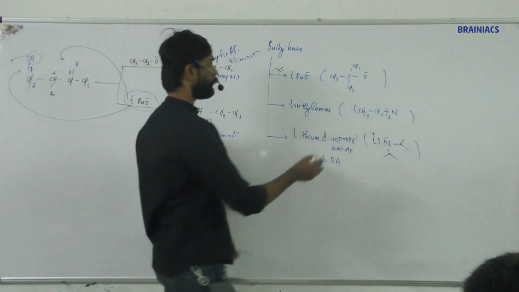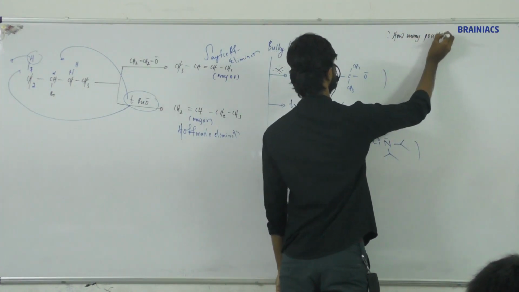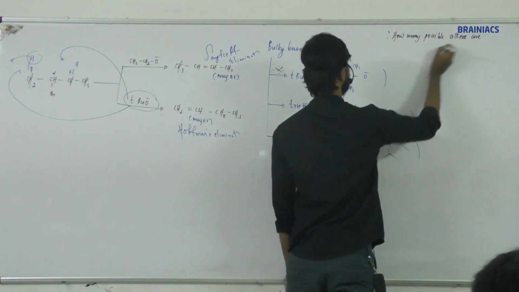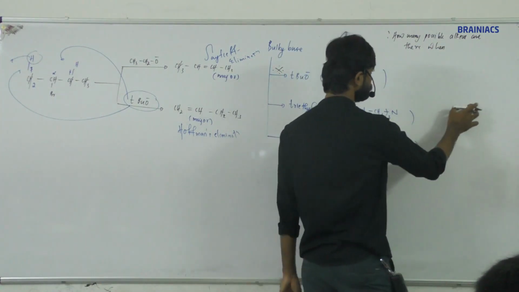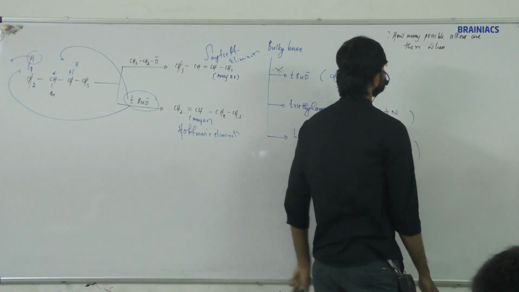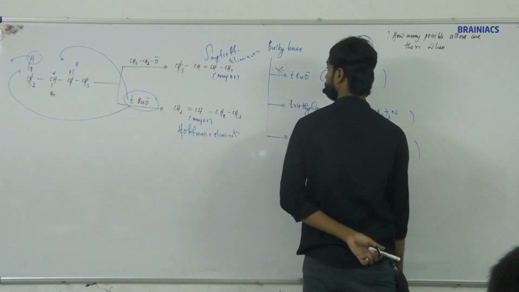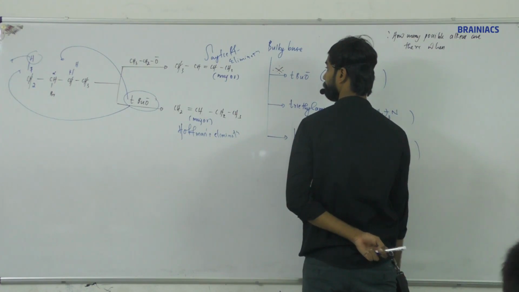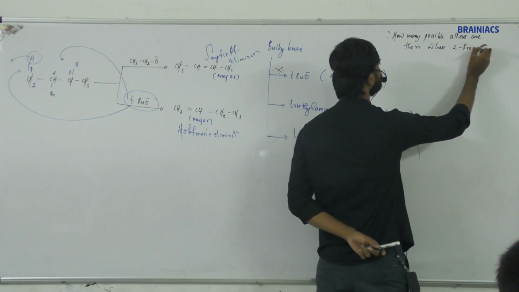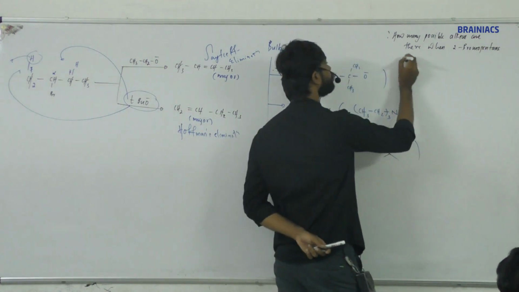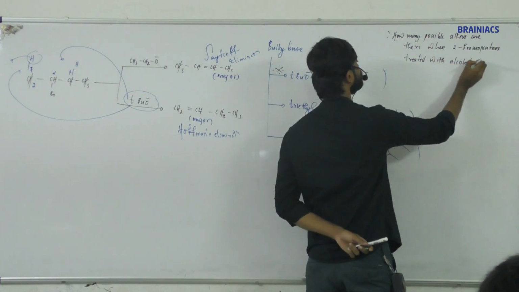Wait. One more question. How many possible alkenes are there when 2-bromopentane is treated with alcoholic carbonates?